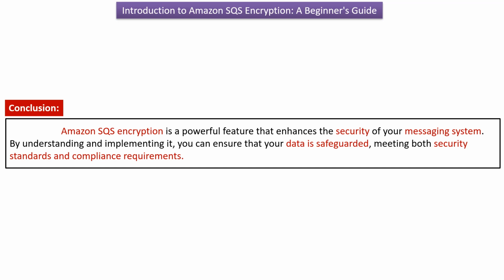Now we will see the conclusion. Amazon SQS encryption is a powerful feature that enhances the security of your messaging system. By understanding and implementing encryption, you can ensure that your data is safeguarded and meeting both security standards and compliance requirements.